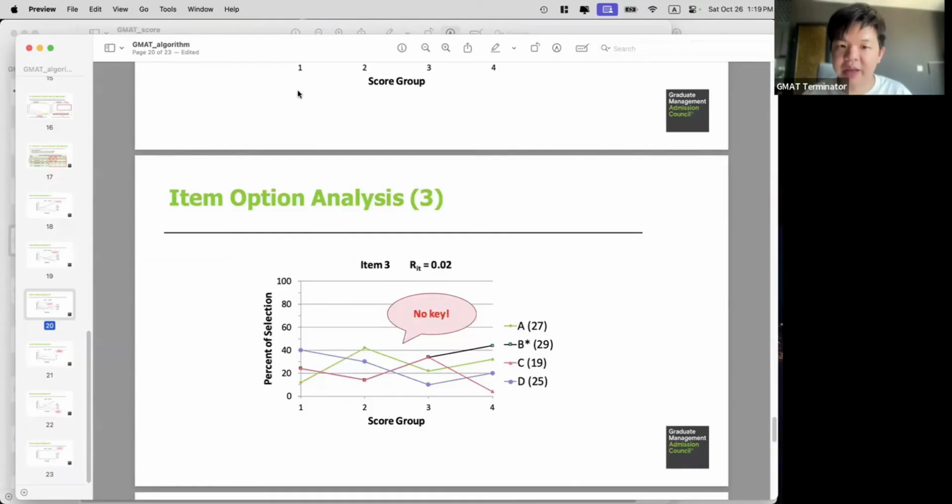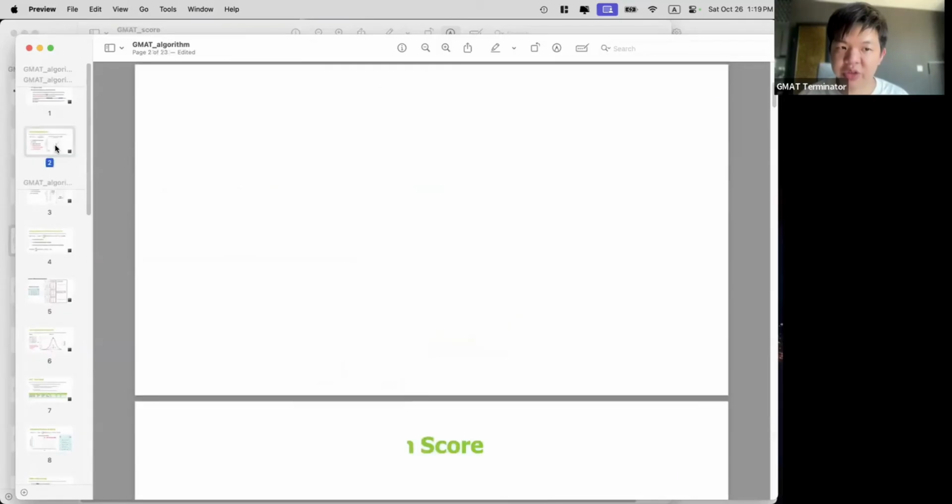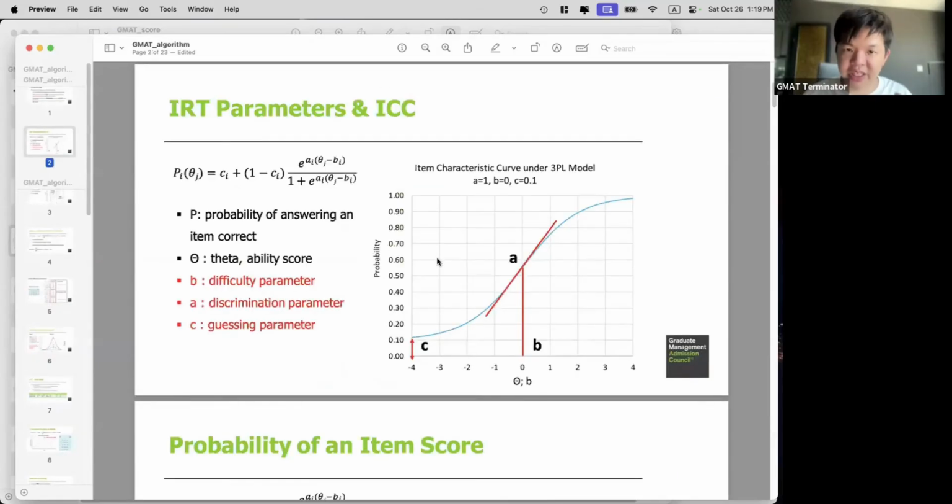All right, thank you. Now, let's take a look. Besides checking whether a question is up to standard, there's something else we also do. This is the core of the entire scoring mechanism. Every question has a function, and we call this function the item characteristic curve. So what is special about this function?